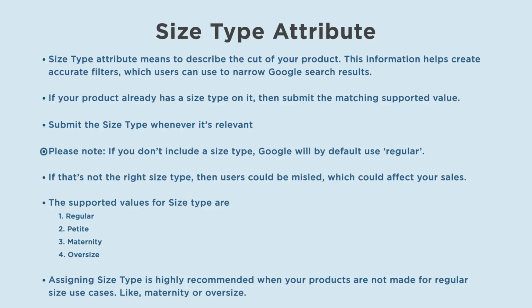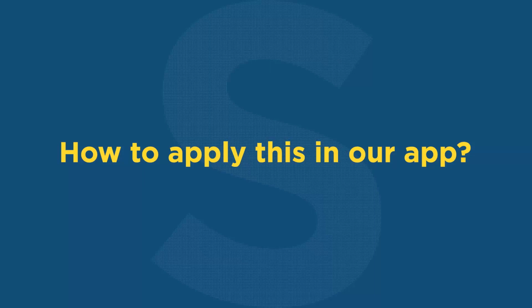Please note, if you don't include a size type, Google will by default use regular. If that's not the right size type, then users could be misled, which could affect your sales. The supported values for size type are regular, petite, maternity, and oversize. Assigning size type is highly recommended when your products are not made for regular size use cases, like maternity or oversize. Let us quickly check how to apply this in our app.